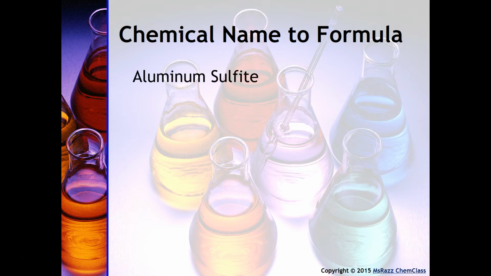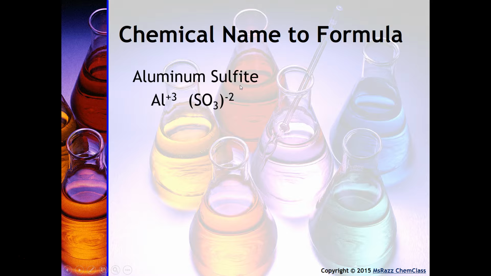So let's get into actually naming and formulating here. So we have something called aluminum sulfite, and you want to be really careful with the name. Just like usual, you'll have to look up the charges of these individual things. So Al+3 will be the charge on aluminum, and then you may say, where do you get the SO3 from? Well, keep in mind, this is called sulfite.